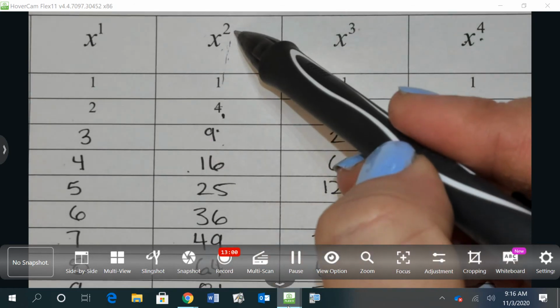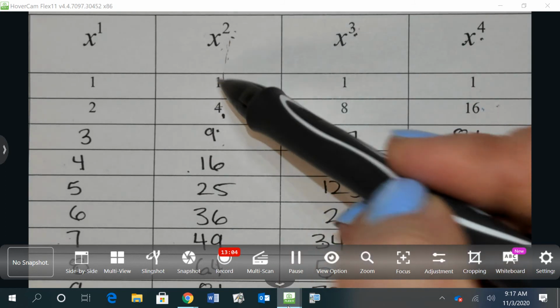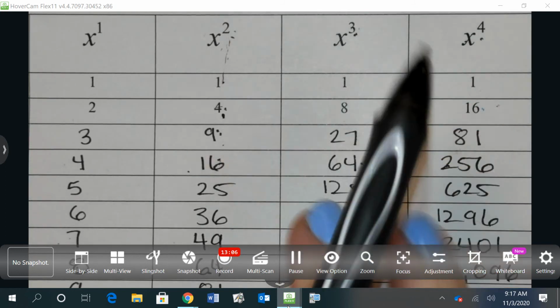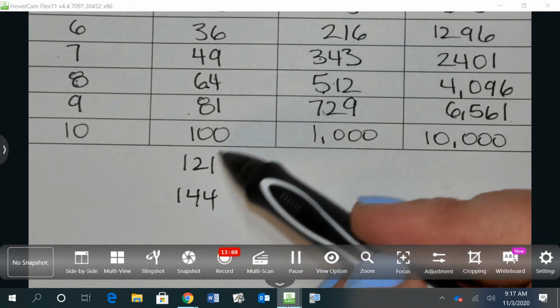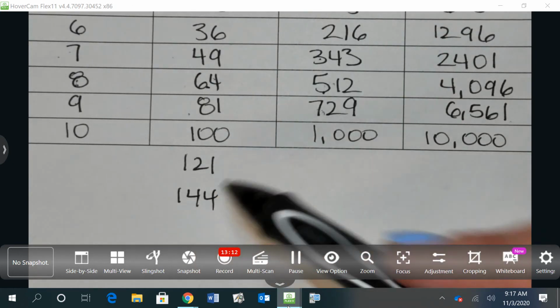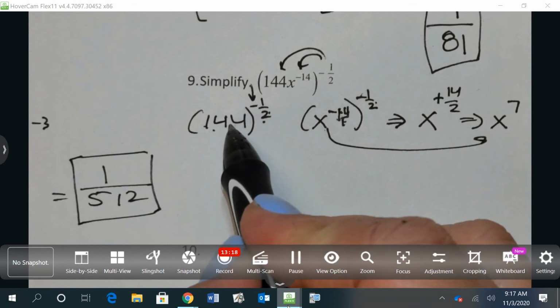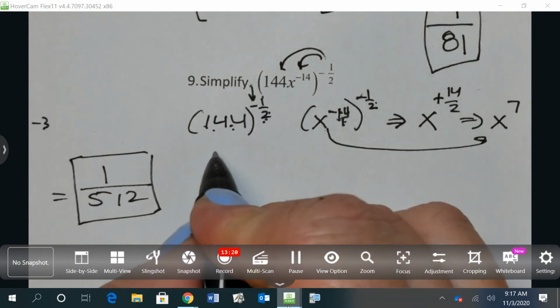Notice these are perfect squares, just like these are perfect cubes. I achieve these by going 1 times 1, 2 times 2, 3 times 3, 4 times 4. And although my table stops at 100, that doesn't mean it actually stops. Here's 11 times 11, 12 times 12. So 144 is the same as 12 times 12. So 144 to the 1/2 is 12.